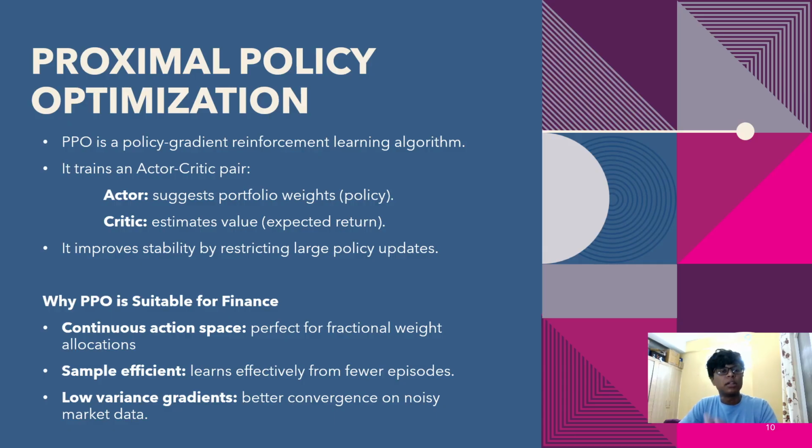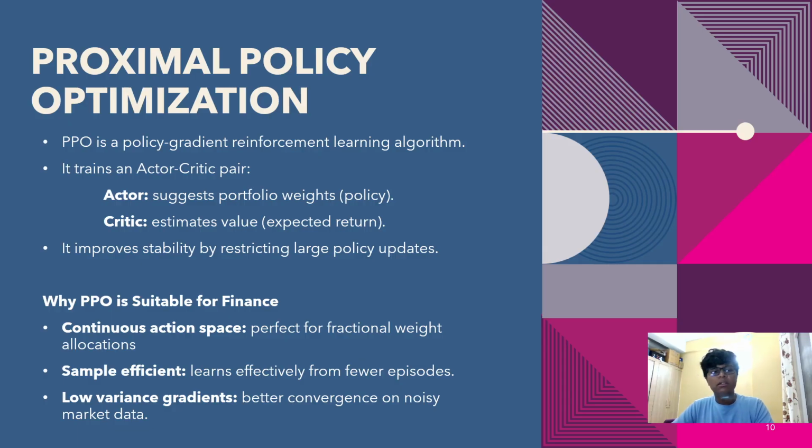It's a reinforcement learning algorithm which works on policy gradients. You have an actor-critic pair, which are both neural networks. The actor suggests portfolio weights, which is called the policy, and then you have the critic, which will estimate the values, basically the possible future returns, and try to optimize them as much as it can, and then provide this feedback back to the actor. These two complement each other and improve stability by restricting large policy updates.